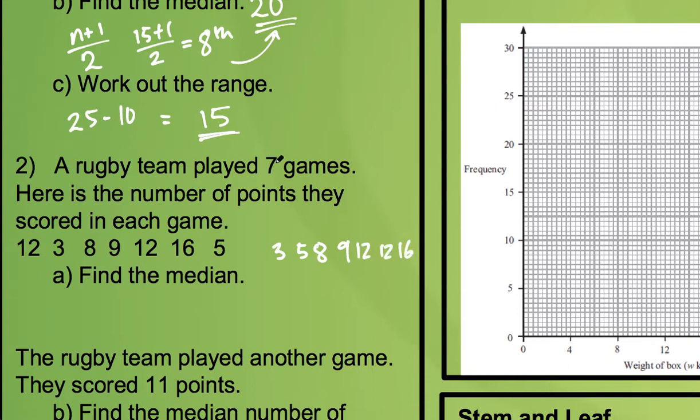And I have to check that there are 7, 1, 2, 3, 4, 5, 6, 7 in each list to make sure I've done that right. The median is the middle number. In this case, very easy to spot, is 9.